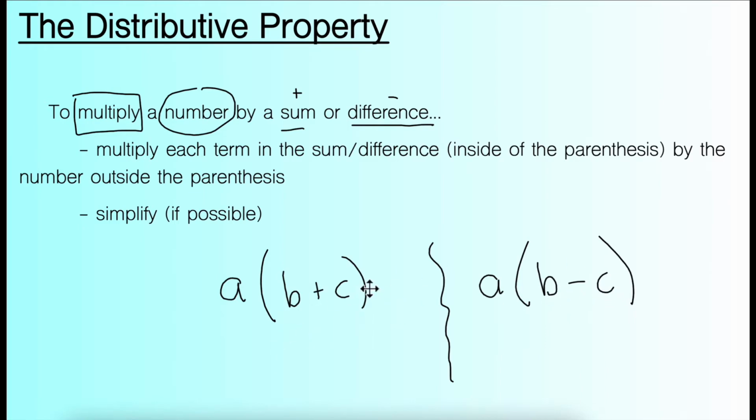So you can rewrite an expression that looks like either of these, and the way that you do that, let's read. It says, multiply each term that's in the sum or the difference. So in these examples, that's the B and the C, the things inside of the parentheses, by the number outside of the parentheses. So let's look at this example first. This is saying A times this whole thing, B and C. A multiplied by B and A multiplied by C. So we could rewrite this as A times B plus A times C.